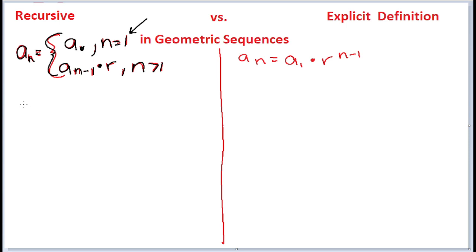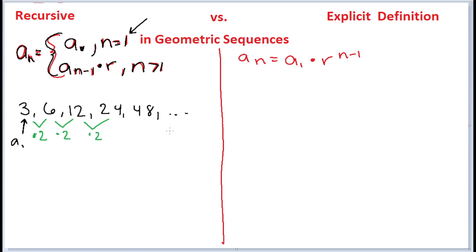So for example, if we have 3, 6, 12, 24, 48, and so on, to write the recursive formula for this, we need our a1, and we need to know our common ratio. What is happening here? We can see that it's multiplying by 2 each time. Therefore, my common ratio would be times 2. So now let's write it in the recursive formula.